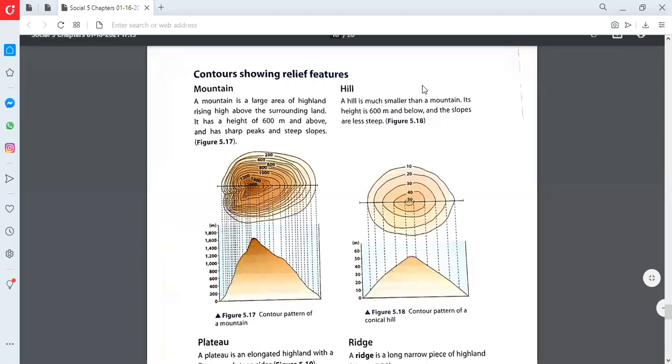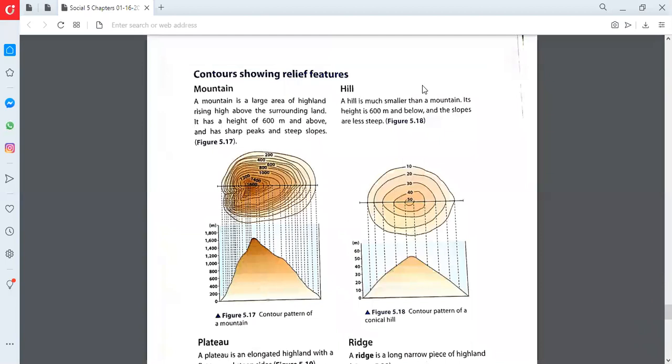So in the last class, we were discussing the contours. Basically, contours refer to contoured lines. Contours show some relief features. We discussed the mountain and hill, and we also see the plateau and the ridge on page 61.